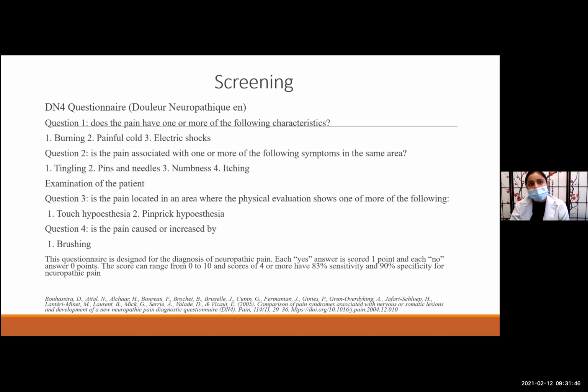So this is one of the questionnaires for neuropathic pain. It was created in France, and these are the few questions that are very sensitive to neuropathic pain. We would ask the patients 4 questions, and it is very suggestive if they score 4 or more. As you can see, it's 83% sensitive and 90% specific to neuropathic pain. And this would just be the screening for small fiber neuropathy.